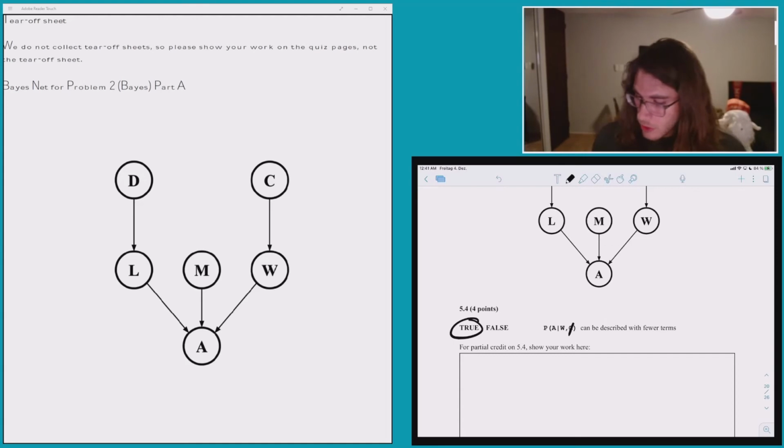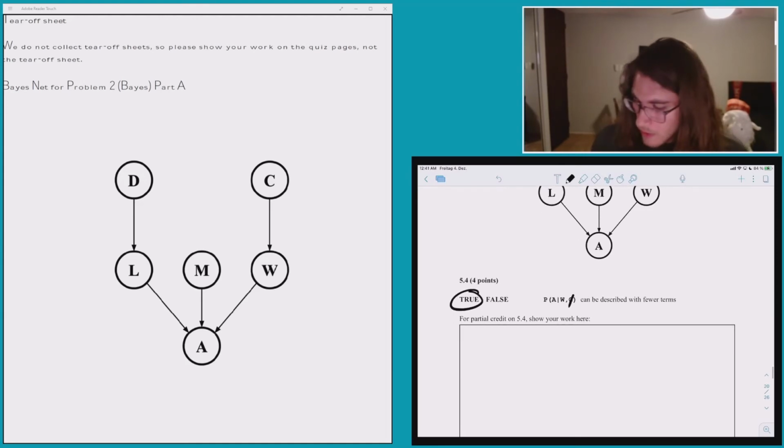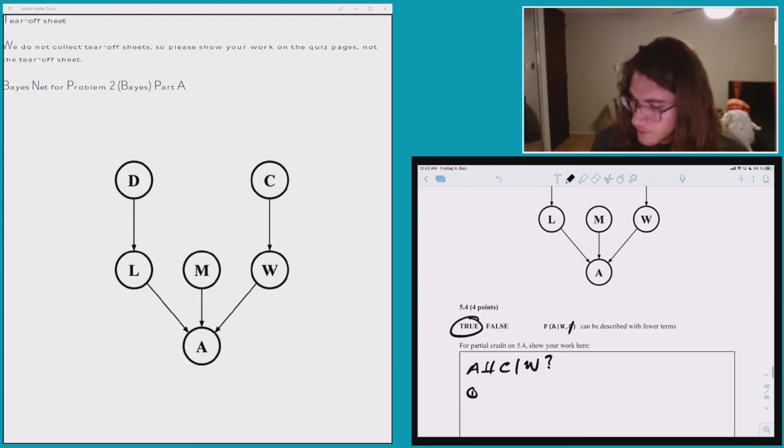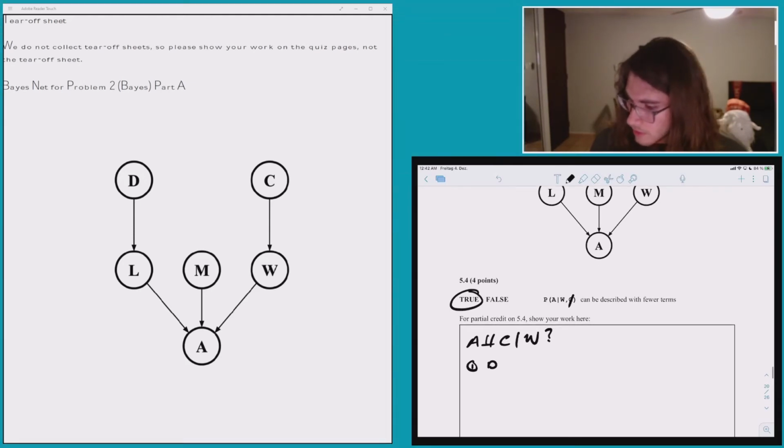The way to show it would be by performing D-separation. This is the Bayes net assumption basics, but I think a good way of showing it and good practice is to do D-separation. So is A conditionally independent of C given W? First, I need to draw the ancestral graph. D, C, M, L, W, A.